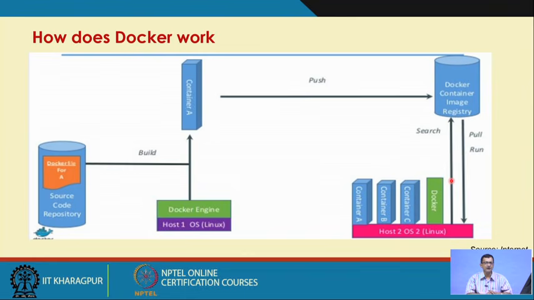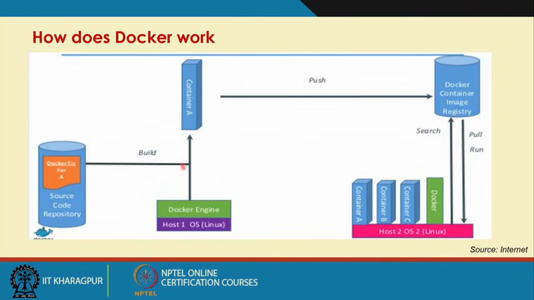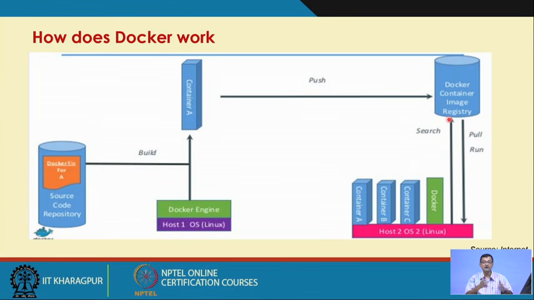So, overall working, as we have seen, this is the Docker engine. From the source code repository, we build over this Docker engine a container, a particular container class, container A, and push it to the container image registry, which can be searched by the users or the consumer. Docker is a sort of client-server mode operation. So, it searches and then pulls these things and runs them on different instantiations of the different container classes.